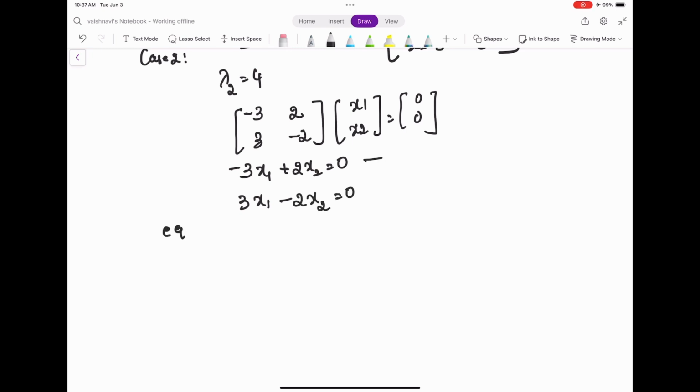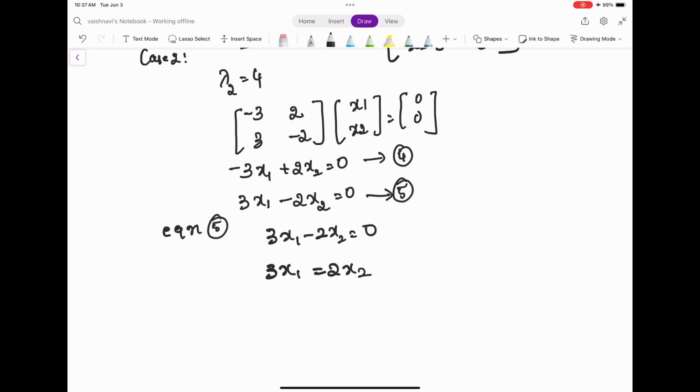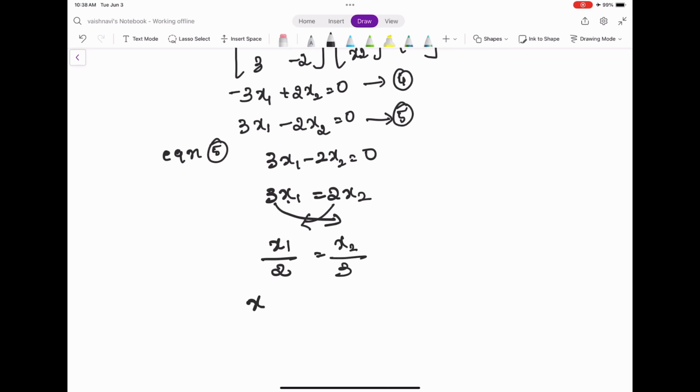Again, name the equations 4 and 5. You can take any equation as per your wish. I will take the fifth one, that is 3x1 minus 2x2 is equal to 0. Let me take 2x2 to the other hand side. We know what we have to do: write the coefficients to their denominator. So it is x1 divided by 2 is equal to x2 divided by 3. So x1 will be 2 and x2 will be 3. So now we have the second eigenvector for the eigenvalue lambda is equal to 4.